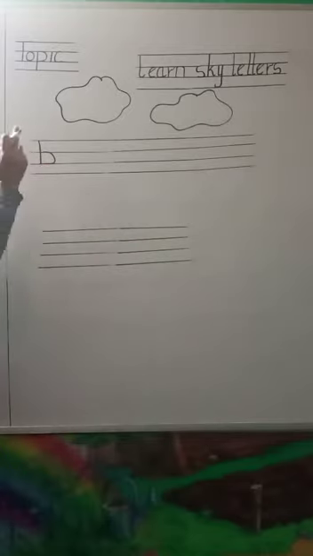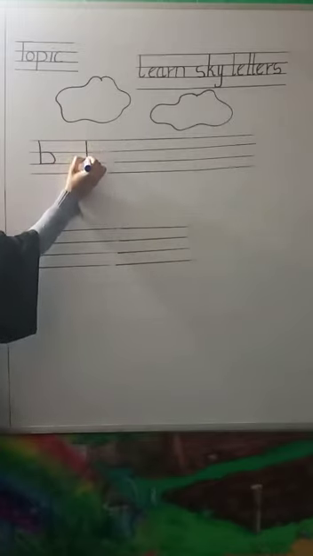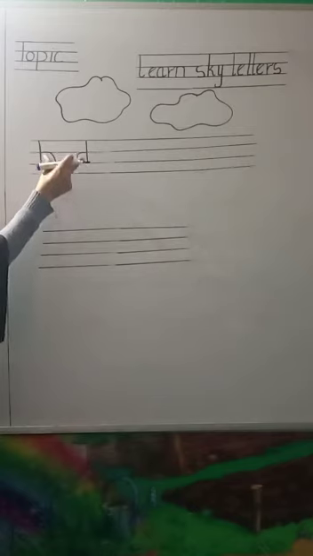And another letter is letter D. Which letter? Letter D. We will come down like that. Look at here now. It's our letter D. Letter B and letter D are the sky letters.